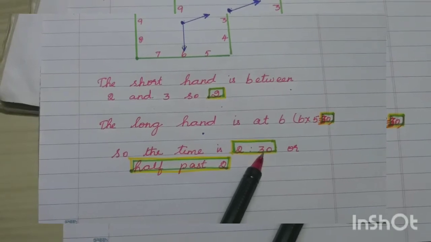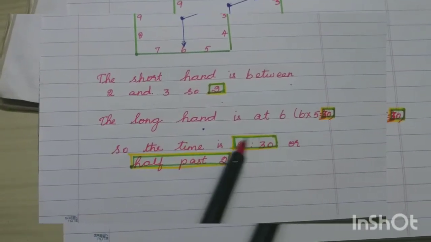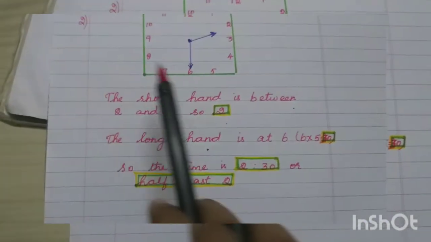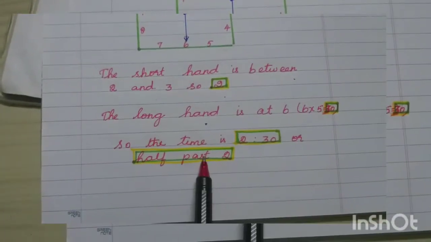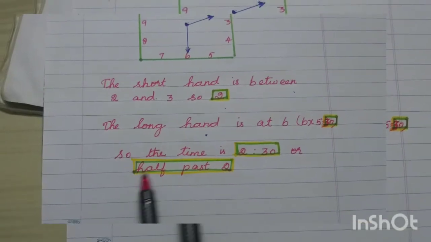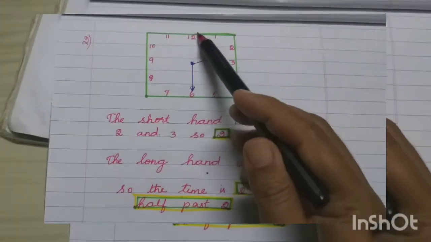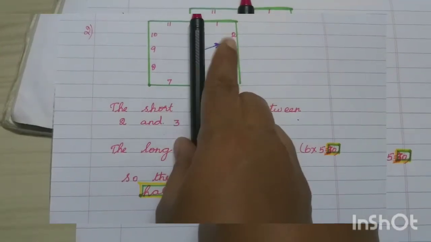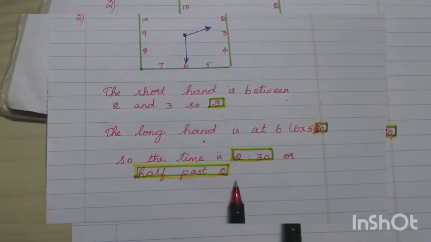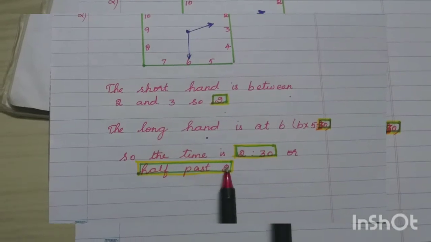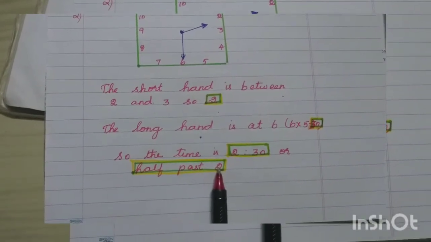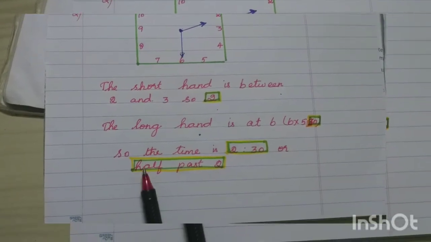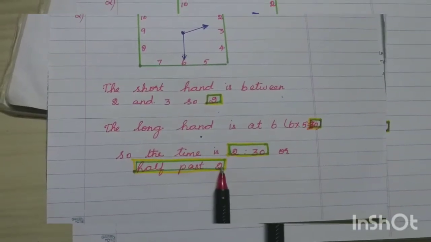So the time is 2:30, and another name for 2:30 is half past 2. Half means 6, this is half, so half past 2. Okay, students, have you understood? 2:30 we should also call half past 2.